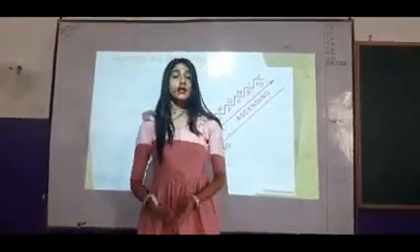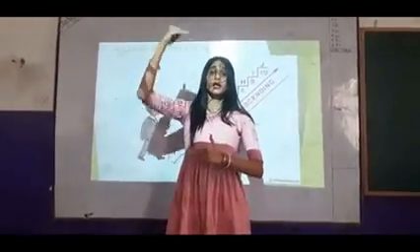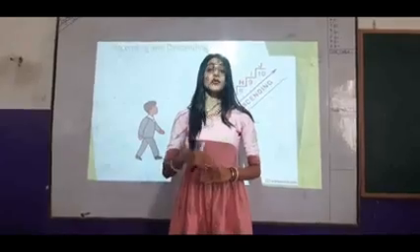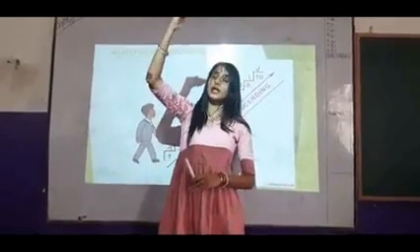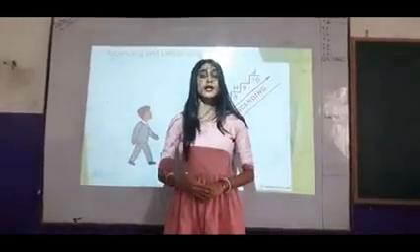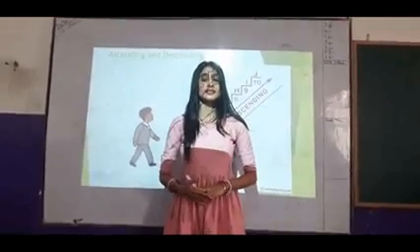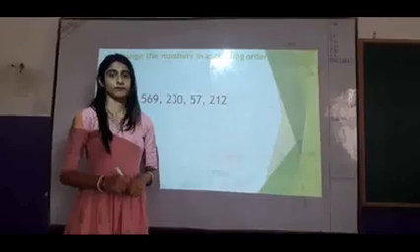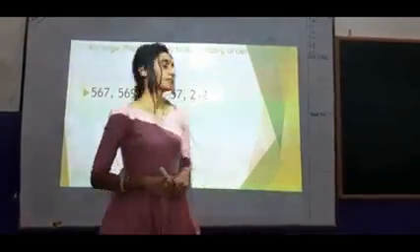So is it clear to you? When you arrange the numbers from smaller to bigger, it is called ascending order. And when you arrange the numbers from bigger to smaller, it is called descending order. Now let's see some examples. So let's see the example.